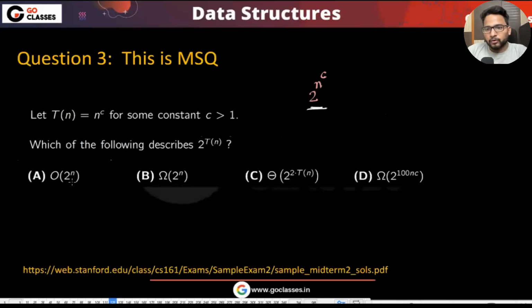So can you write this in the order? Can you say this is correct? See, this is 2 power n power c. Can you say this is lesser than or equal to 2 power n? I don't think so, right? Where c is strictly greater than 1. So in fact, this is greater than or equal to, right?